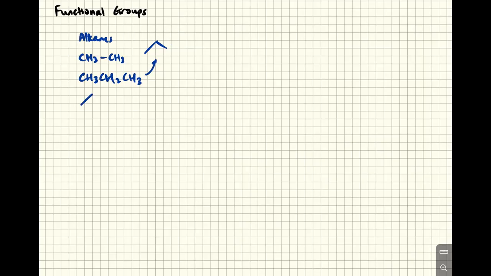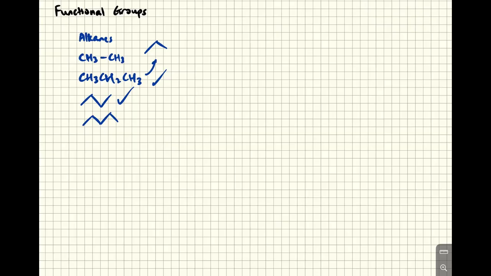You also have butane and even pentane. So they are found in fuels, in examples like LPG or in gas canisters, especially compounds like butane and propane. Think of them as the backbone of organic compounds.